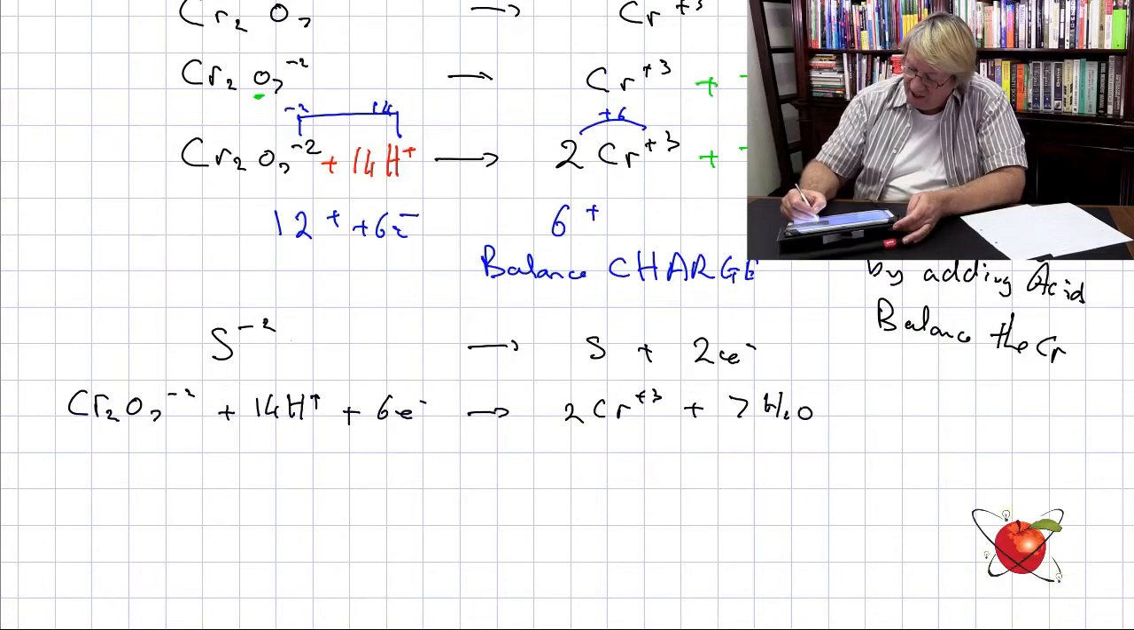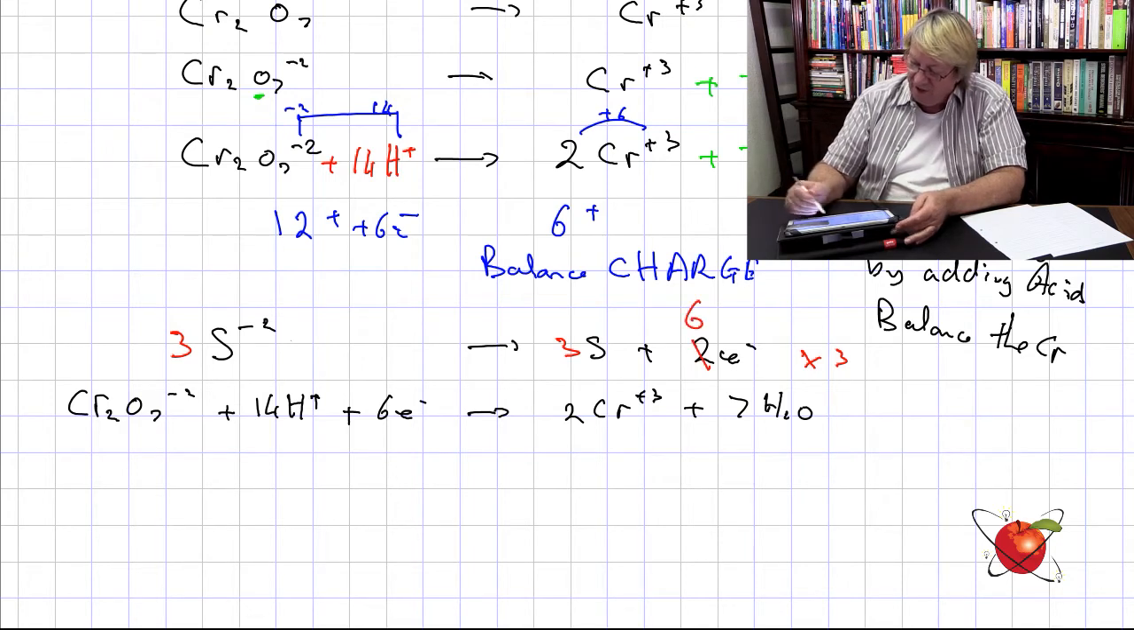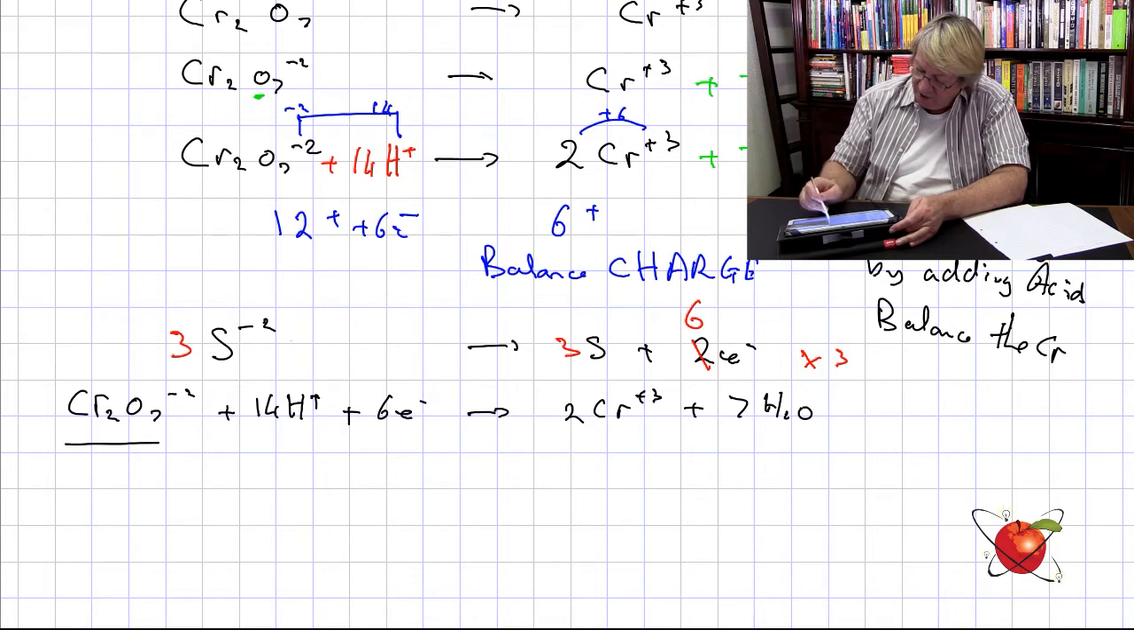Then what do we do? We say, whoa, hang on. 6 electrons on the left-hand side and only 2 on the right-hand side. So I've got to multiply the top by 3, haven't I? Okay. Let's times it by 3. So that's going to be 3, 3, and that's going to be 6 electrons. Now we just basically add them. Equation 1 plus equation 2.